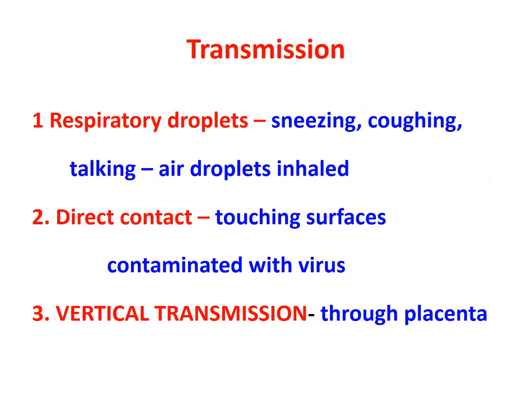The transmission is via respiratory droplets while sneezing, coughing, talking. These air droplets are inhaled. Number 2 way of transmission is direct contact, that is by touching surfaces which are contaminated with the virus. So this is person to person contact transmission. And then third is vertical transmission, which occurs through the placenta, that is, from the mother to the baby.